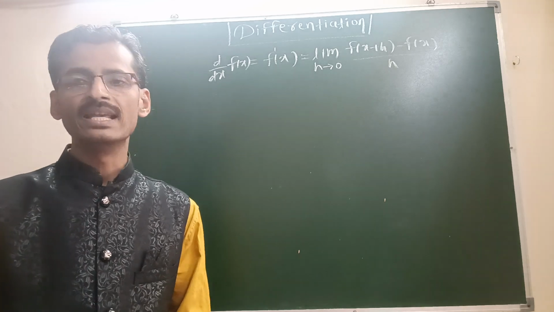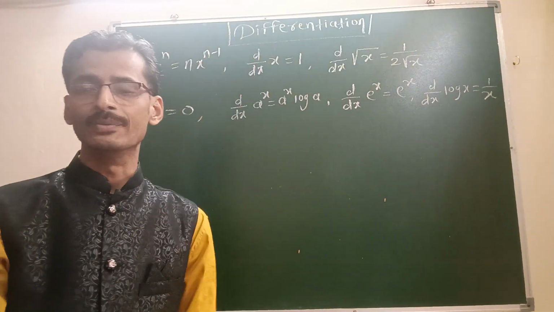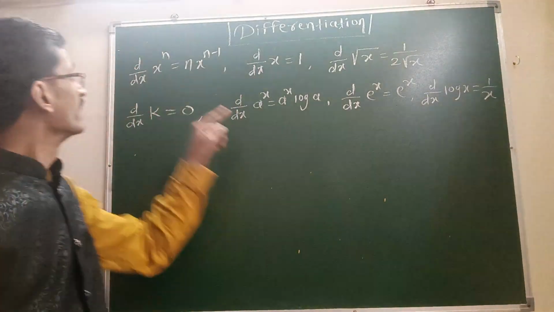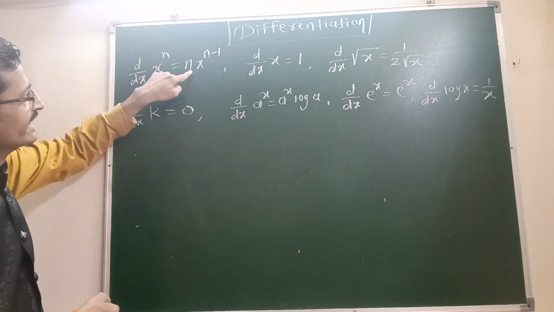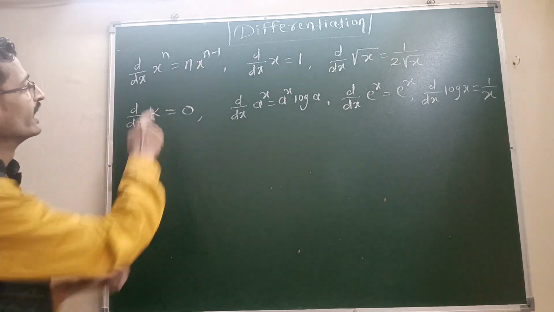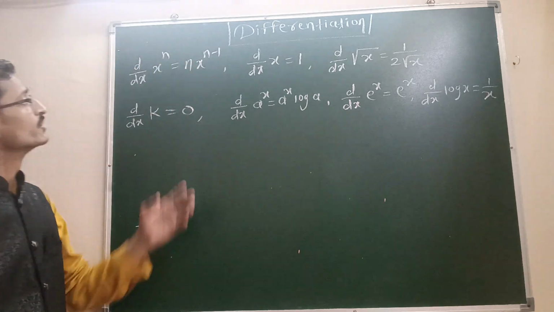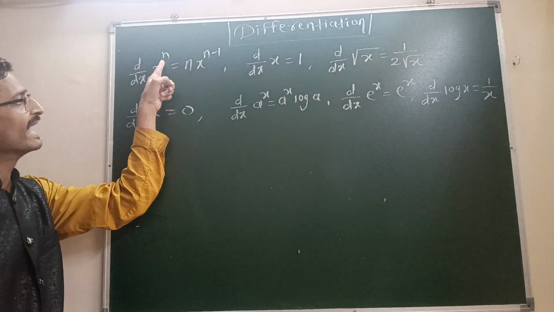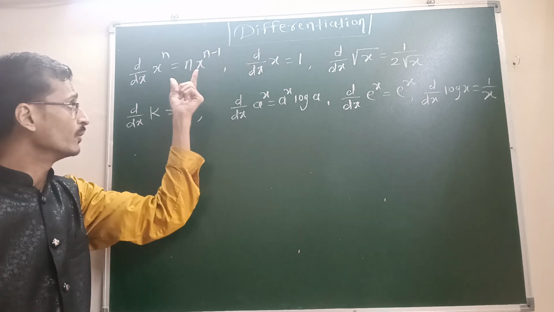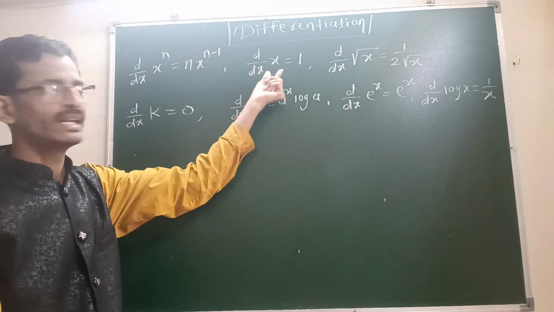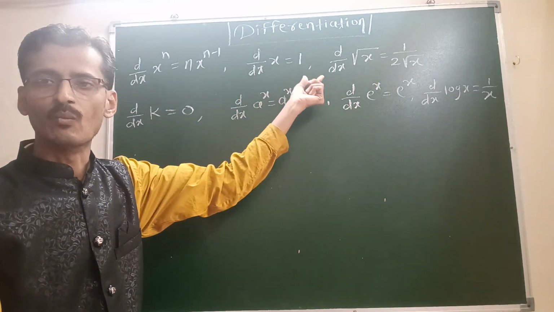Now let us see formulas of some functions. Now if x raised to n is given, n is some constant number, then d/dx of x^n is what? First write this n here same, then multiplied by x raised to n minus 1. Okay, so this is the first formula. If we write n equal to 1, we get x raised to 1, which is x. Now apply this formula, we will get derivative 1. So remember this, d/dx of x is 1.